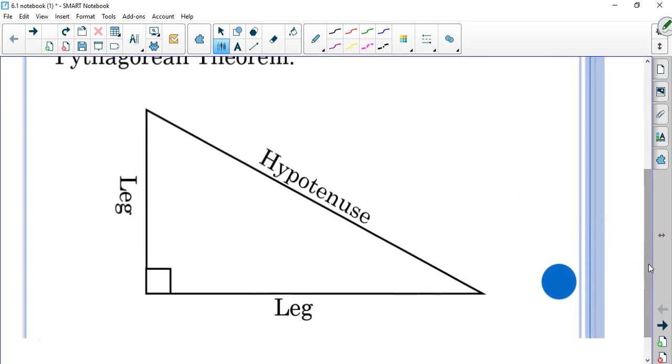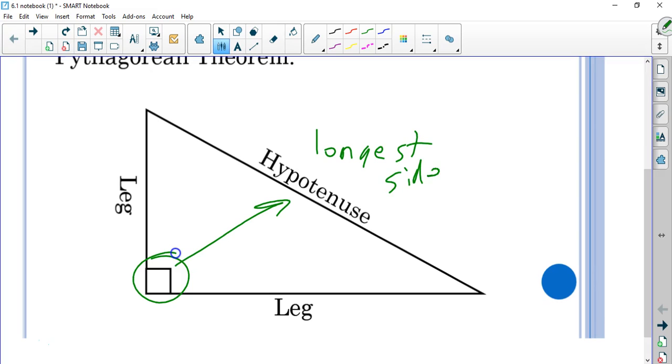The important thing about the Pythagorean Theorem is, first off, it only applies to right triangles. The most important thing after that is knowing which side is the hypotenuse. That's going to be the one opposite the right angle. And it's also going to be the longest side always. So it's a nice check if you ever are doing your math and you calculate a number that is smaller than one of the two legs, you know you made a mistake.